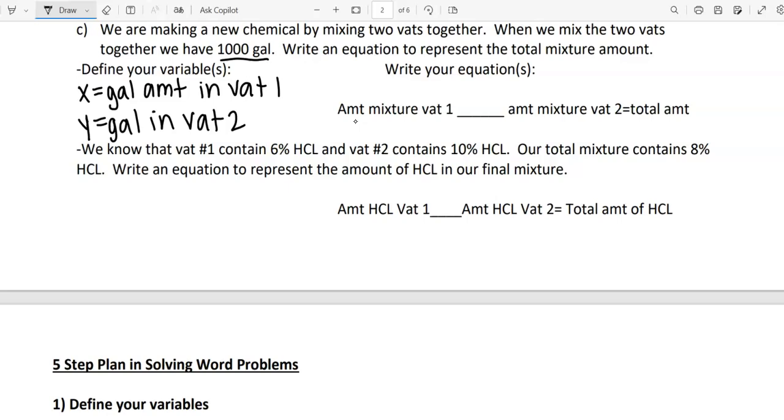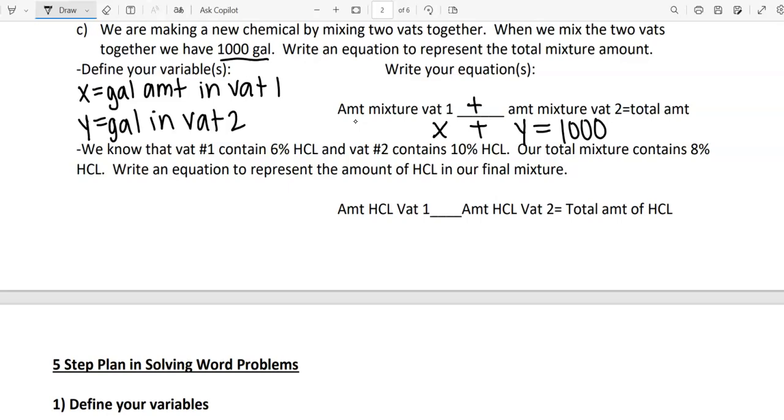So the amount of mixture in vat 1 is X. The amount of mixture in vat 2 is Y. What are we going to do with those 2 to find the total amount? Add them together. So we're adding these together. What is that total amount? 1,000. So that's your total amount equation.